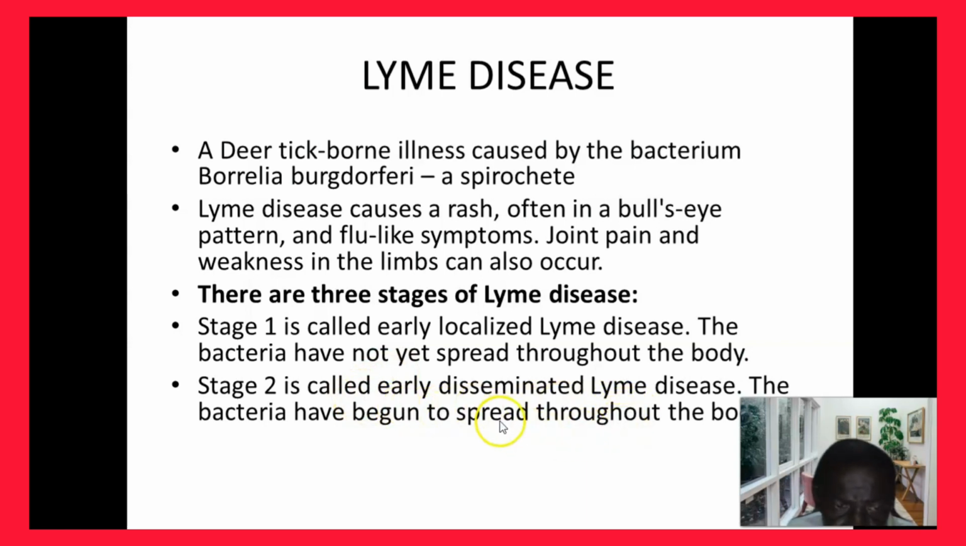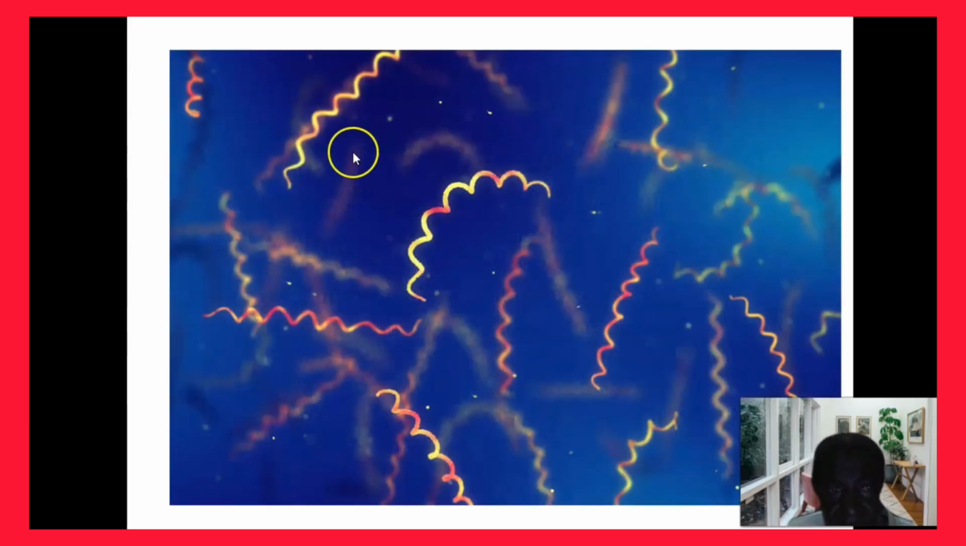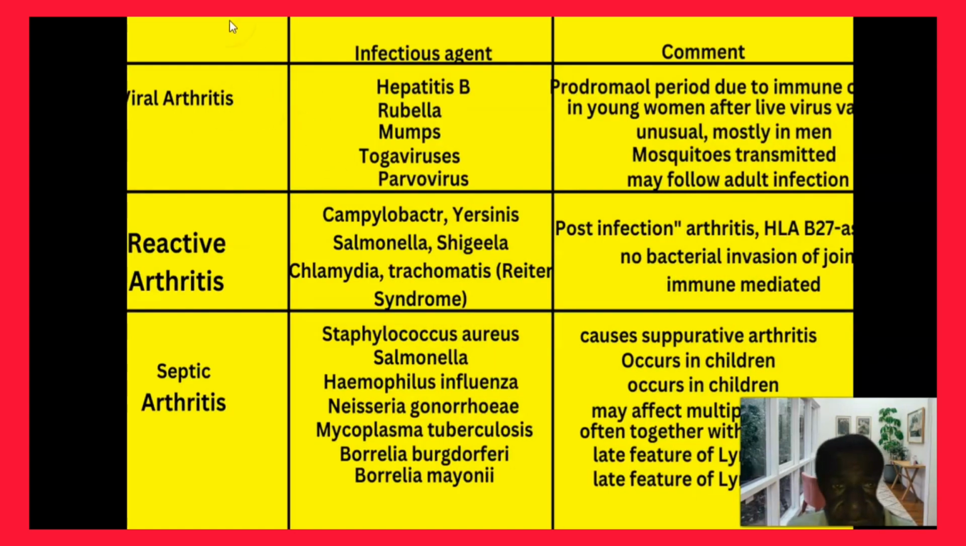It starts moving, the spirochete bacteria, and then it is disseminated, late dissemination. These are the spirochetes. You can see the spiral form. Maybe that's the reason why they are giving that name. But the name is Borrelia burgdorferi.